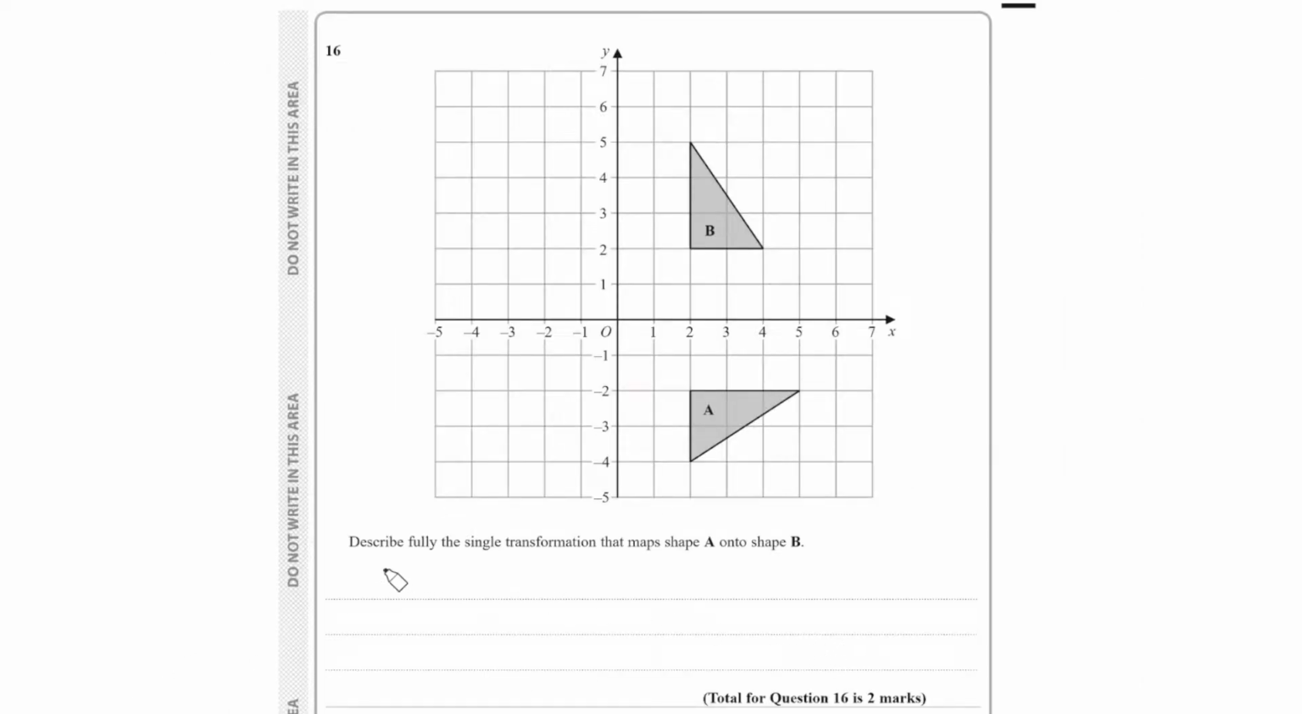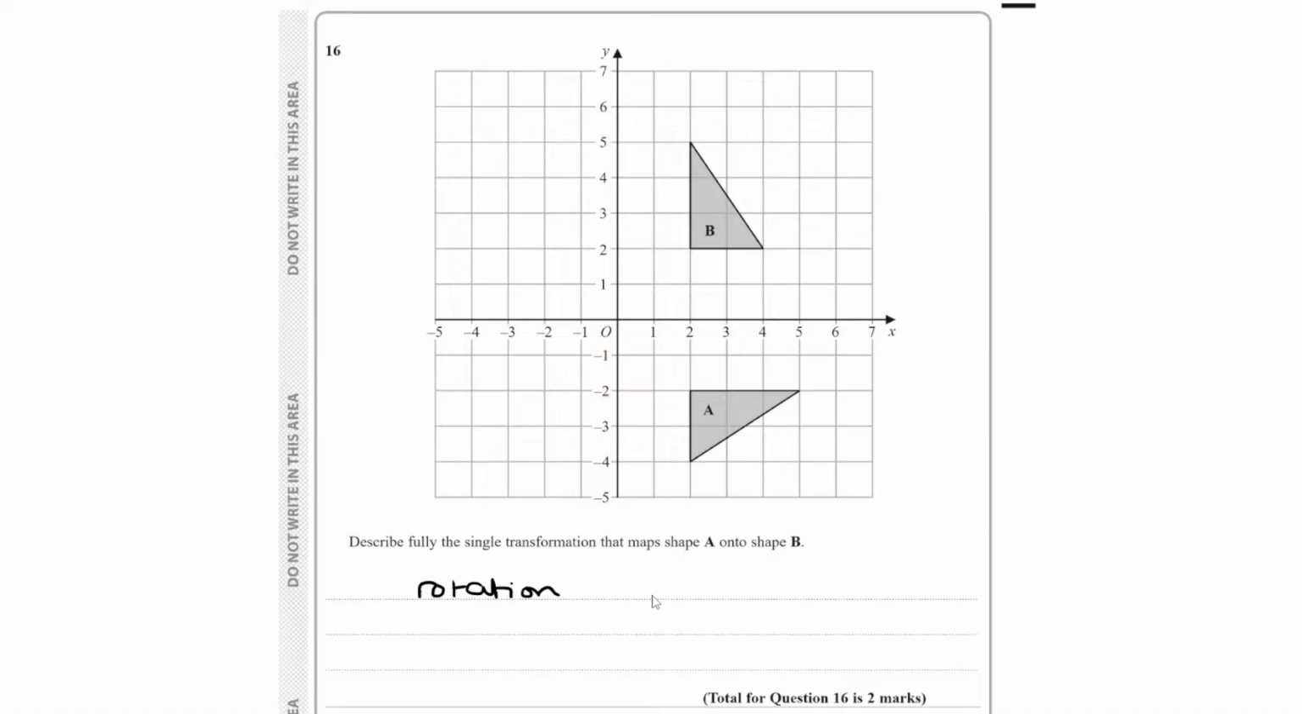Question 16, describe fully the single transformation that maps A onto B. So from A to B, it's not changed size or anything, has it? I think what it looks like here is some kind of rotation. It's kind of flipped around. So the first thing is what type of transformation is it? It's a rotation, but we also need to mention some information about the rotation.